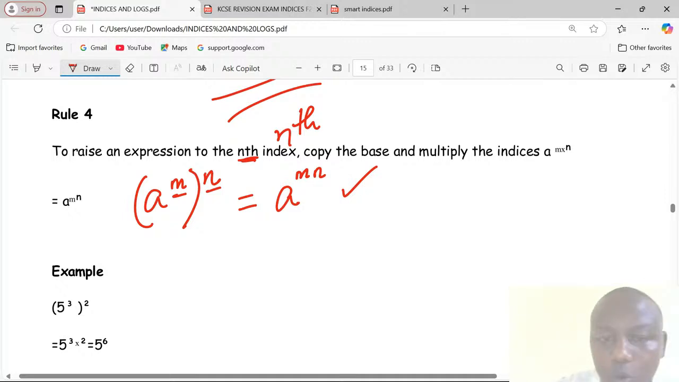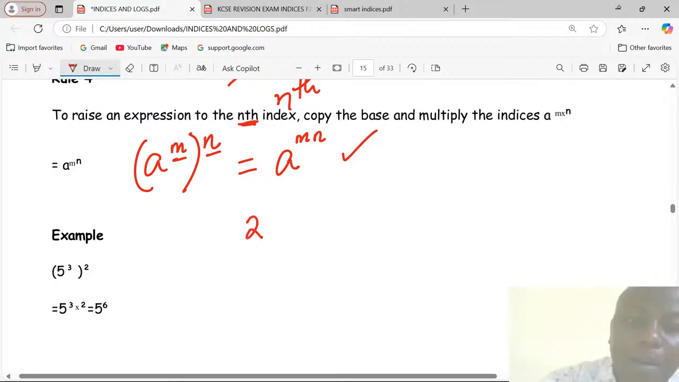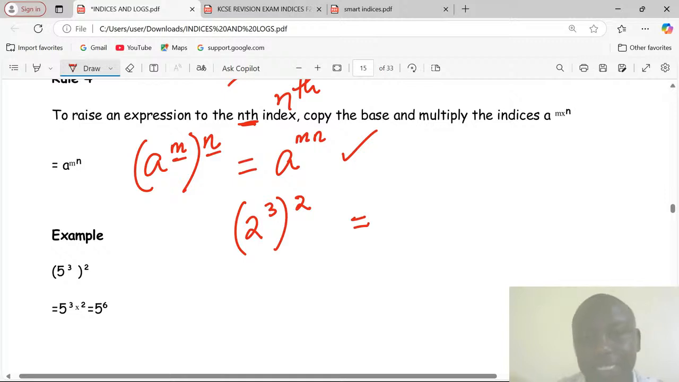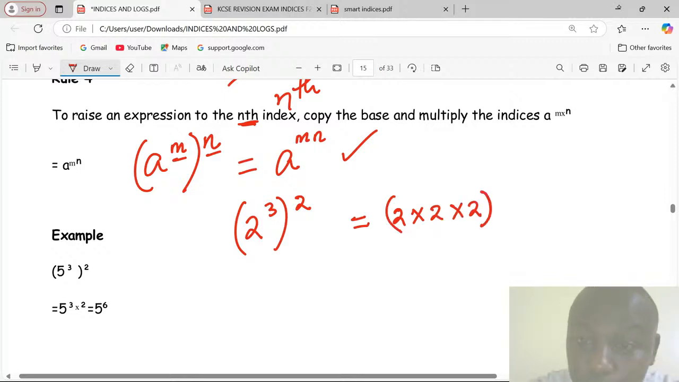Look at this example. 2 power 3, then raised to power 2. You know, if I start by working what is inside the brackets, then I'm going to have 2 times 2 times 2. Then I am supposed to square. Remember, I'm supposed to square.